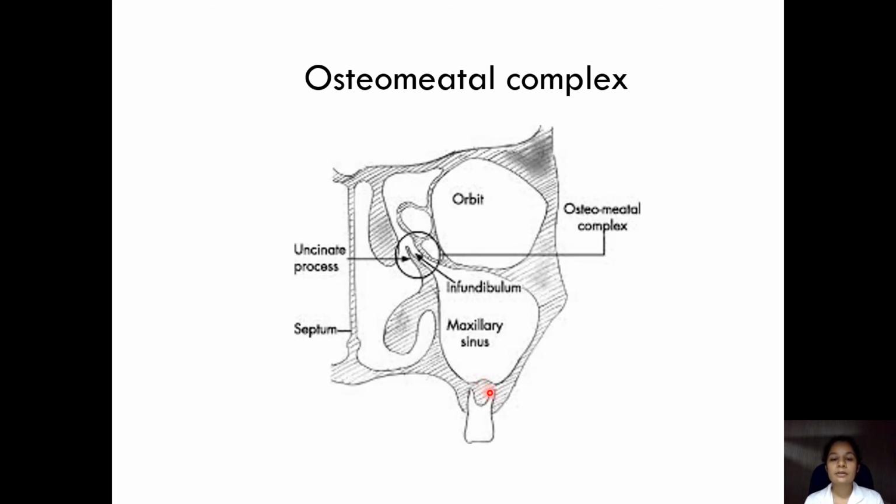This diagram shows the osteomeatal complex. This is the midline septum. This is inferior turbinate. This is middle turbinate. This is the orbit and maxillary sinus. From the superior border of the inferior turbinate, there is attachment of the uncinate process. Medial to the uncinate process is the middle turbinate. Laterally, there is ethmoid infundibulum. All these structures constitute the osteomeatal complex. Slightly posteriorly, this pneumatized portion is also known as bulla ethmoidalis.